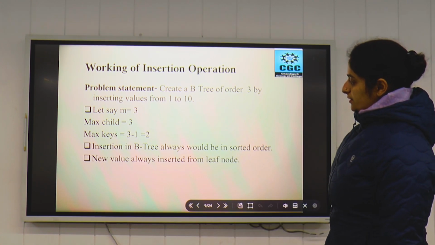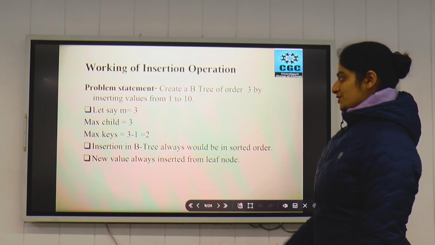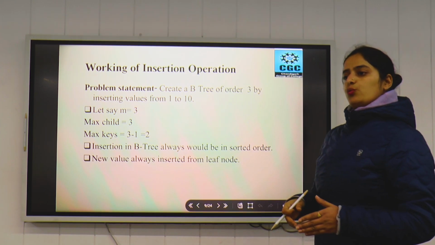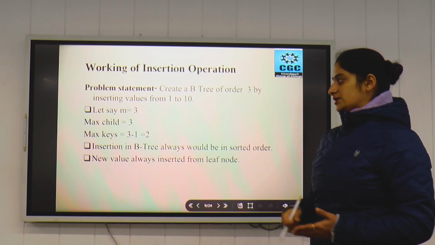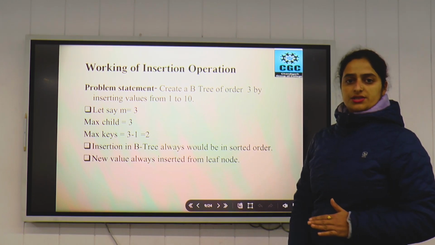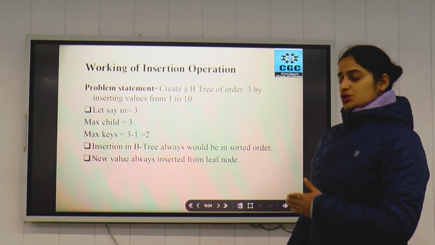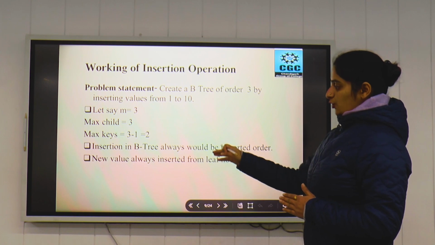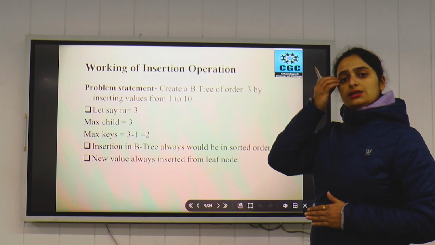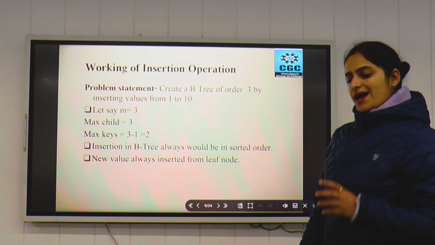So yes, now continue with this. Insertion in a B tree is always in sorted order, which is obvious, because we generally relate the B tree with a balanced search tree, so the sorted order should be maintained while solving this problem statement. Next, the new value is always inserted at the leaf node. So this is how this particular problem is first analyzed.